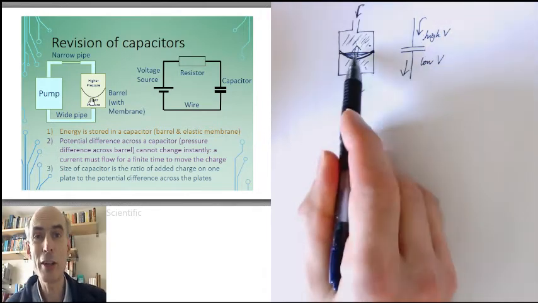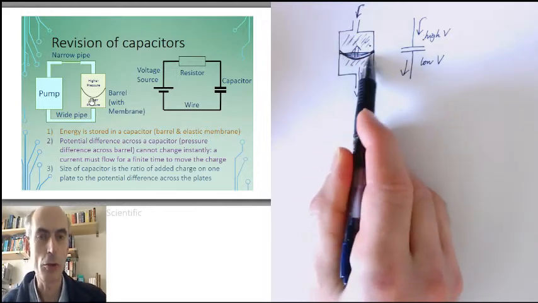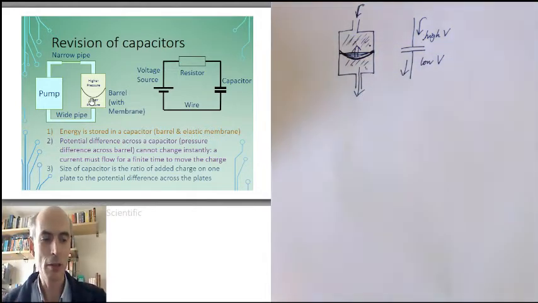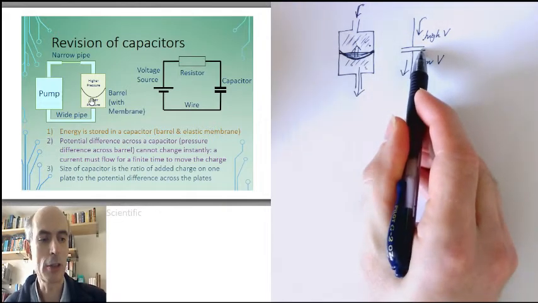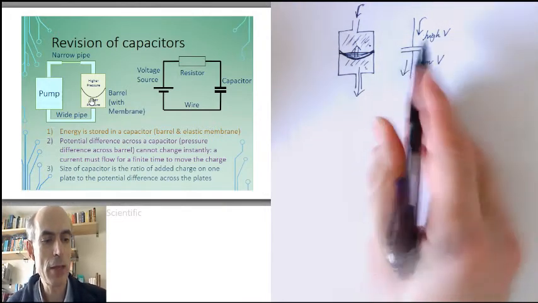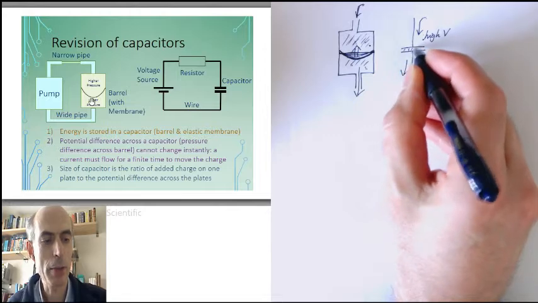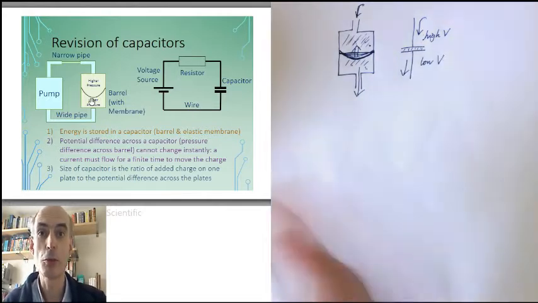And in the hydraulic analogy, we have energy stored in that distortion of that elastic rubber membrane. In electronic circuits, that energy is stored in the electric field in the capacitor itself, the field between the two plates.